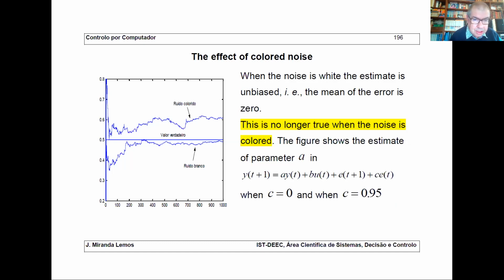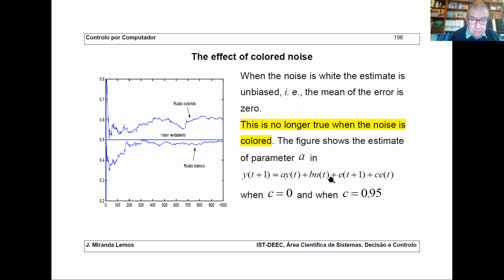And what happens is that if I estimate A and B in the presence of this type of noise, then the estimate does not approach the true value. The true value is this straight line, and with colored noise, you are going to a value which is clearly above the true value by 20%. So, how can we tackle this problem?